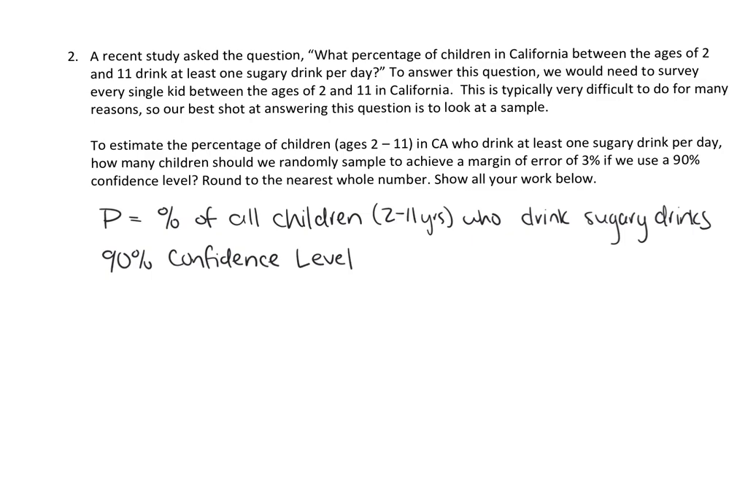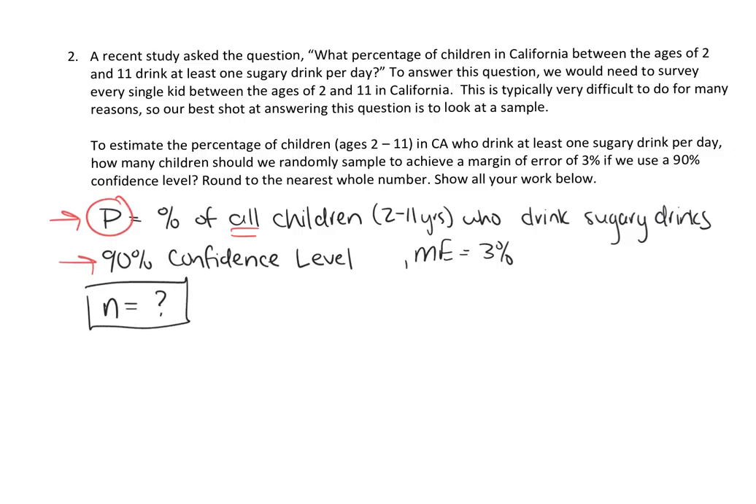In this problem, our goal is to estimate the true or actual proportion value of the entire population. The population that we're referring to here is all children ages 2 to 11 who drink sugary drinks. So we want to know what that true percentage is. In order for us to estimate this percentage with 90% confidence and also be within a margin of error of 3%, meaning I want to estimate the true proportion value with 90% confidence and not be wrong by more than 3%, I have to ask myself, how large of a sample would I need?